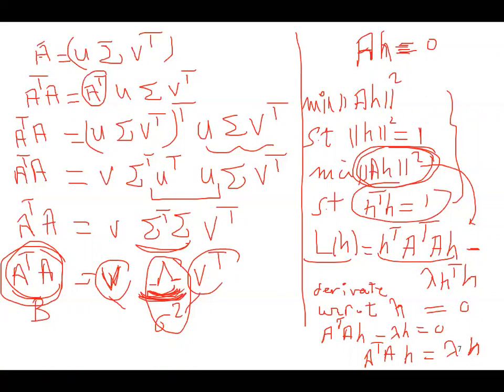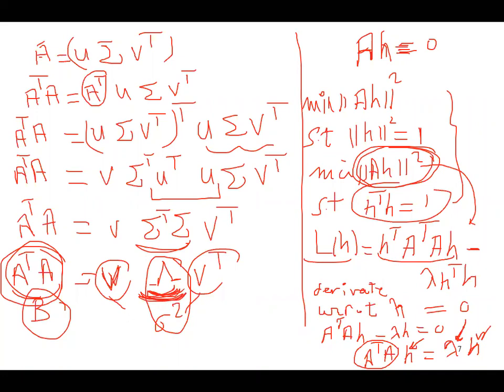Did this remind you of something? A matrix multiplied by a vector equals a constant multiplied by the same vector. Yes, eigenvalue decomposition, correct? So A transpose A, this is what we call here B. And here the lambda is the eigenvalues, and the H will be the eigenvectors.